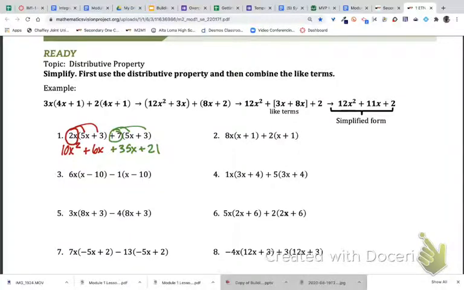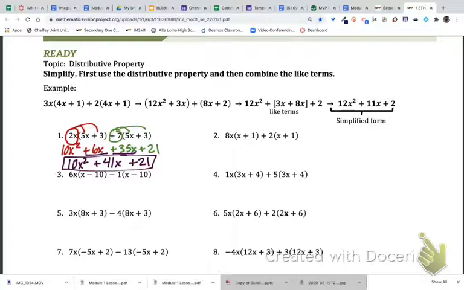At this point, I'm now looking to combine like terms, and I'll see here that I have a 6x and 35x, both positive, that I can combine. I cannot combine the x squared with these x's. It is a different term. So when doing so, I end up with 10x squared plus 6 plus 35 is 41x plus 21, and this is what we're looking to do here.